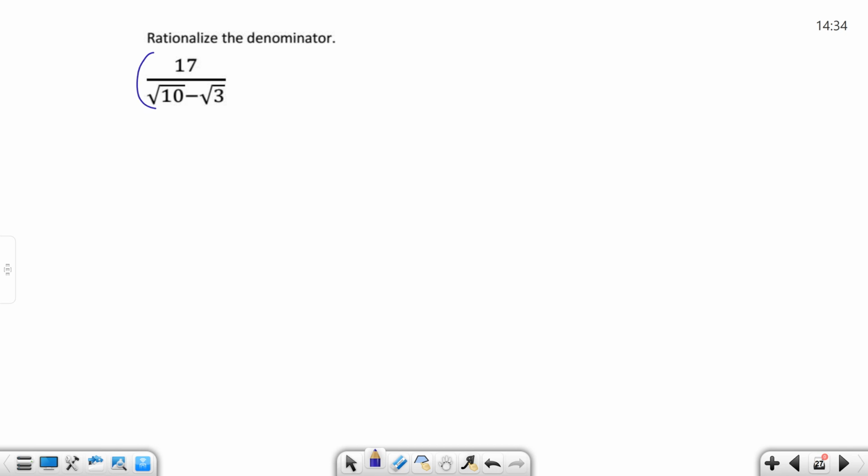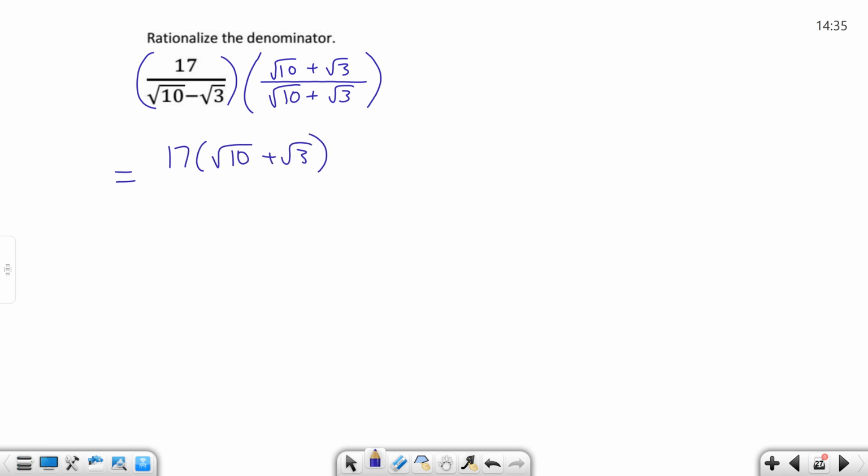So it's two terms. So I multiply by the square root of 10 and the square root of 3, and I change from a minus to a plus. A minus to a plus, okay? So this is going to be 17 times the square root of 10 plus the square root of 3. And again, I'm going to leave the 17 factored out just in case I get 17 in the denominator, or 34, some multiple of 17 or something that divides out.